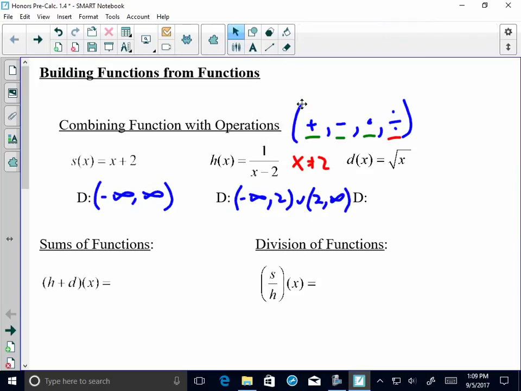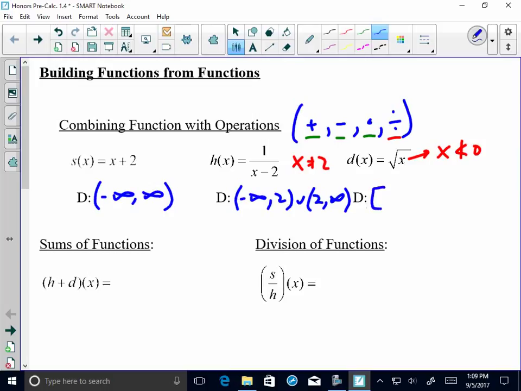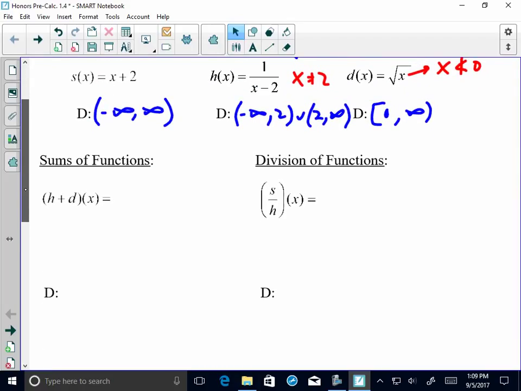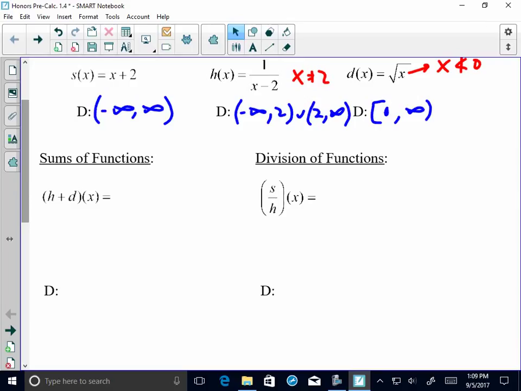And finally, right here, we have the square root of x. And of course, we know we can't have any x value that will make us negative under an even radical. So here we're saying x cannot be less than 0. And that would give us the domain for this last function of 0 to positive infinity. So right here, what we're going to talk about is basically how we want to think about combining these functions with the given operations we're seeing right here.